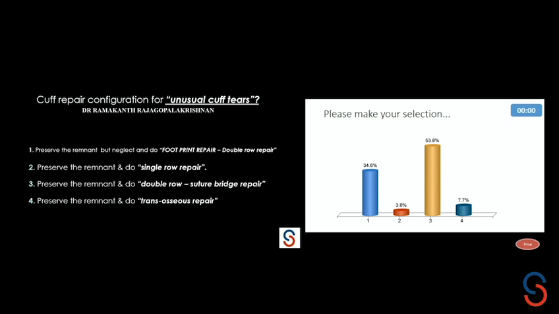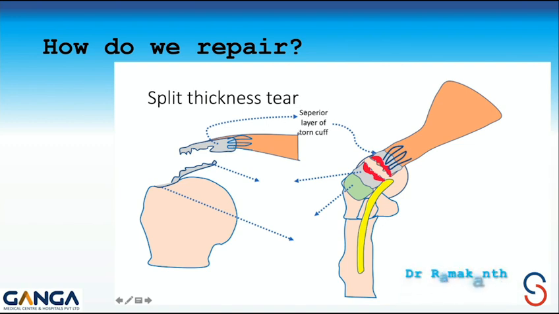So the majority have gone for the C option, rightly so. We need to preserve it, and then, as Ashish sir told, we can take the sutures into the cuff tissue and then do the suture bridge repair. So how to do the repair?